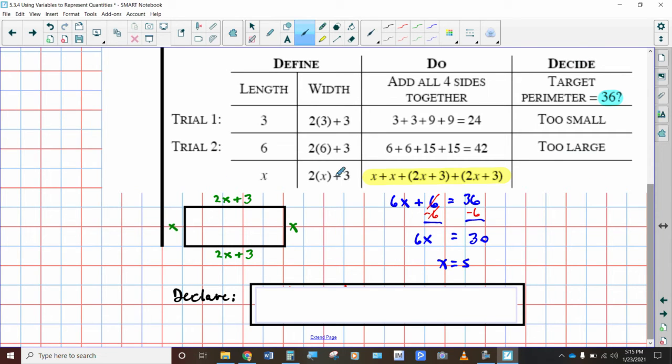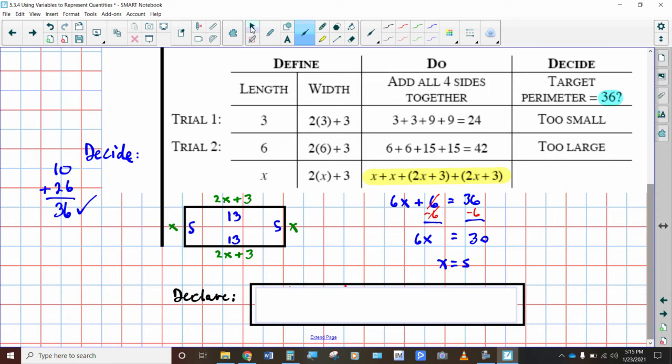Instead of doing the decide in the table and having it magically work out here, we'll just plug it in here. If this is 5, this has to be 5, and this has to be 13, and this would have to be 13 because 2 times 5 is 10, 10 plus 3 is 13. So now let's add all of those together. We'll take 10 and 26. Those two add up to 36. That is it. That was our decide section.